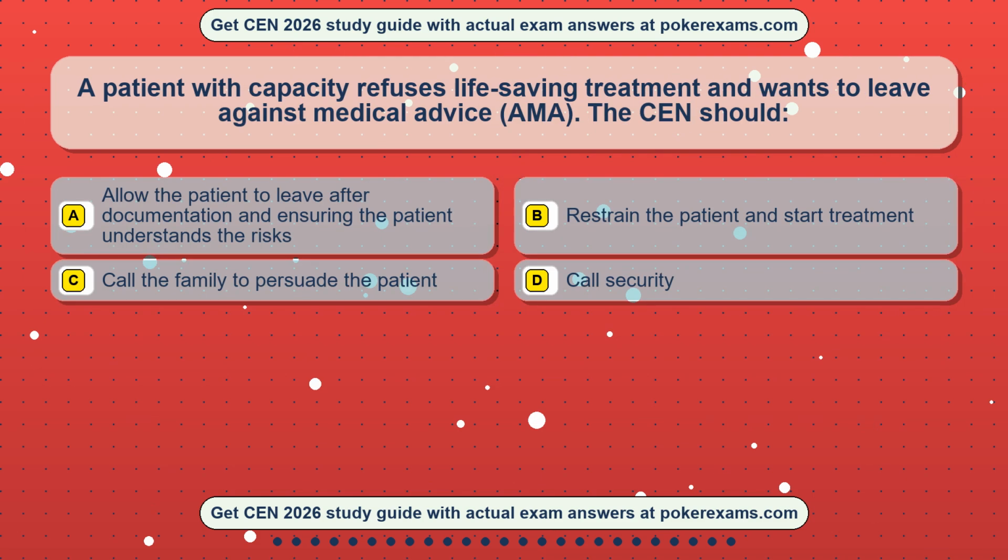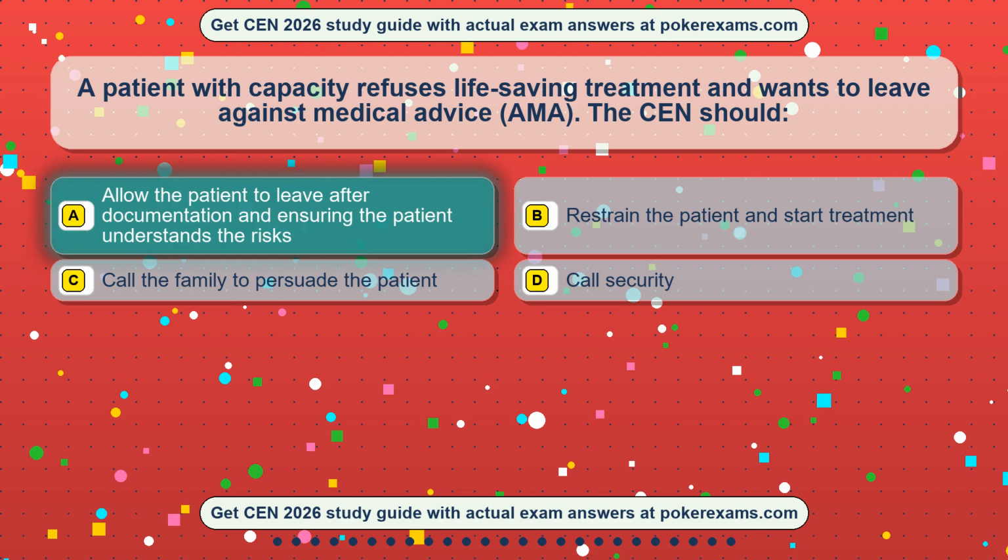Question 14. A patient with capacity refuses life-saving treatment and wants to leave against medical advice, AMA. The CEN should: Option A, allow the patient to leave after documentation and ensuring the patient understands the risks. Option B, restrain the patient and start treatment. Option C, call the family to persuade the patient. Option D, call security. The correct answer is option A. Allow the patient to leave after documentation and ensuring the patient understands the risks.